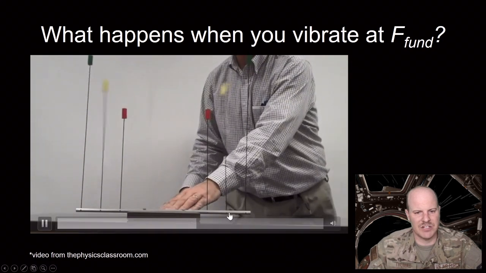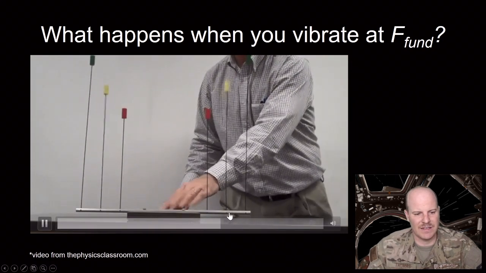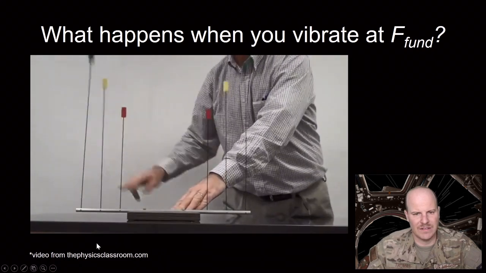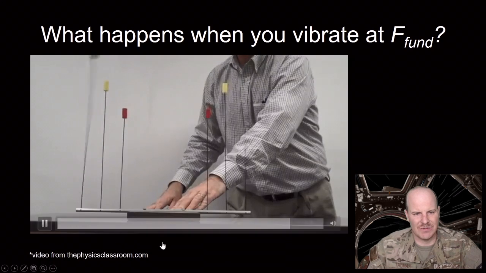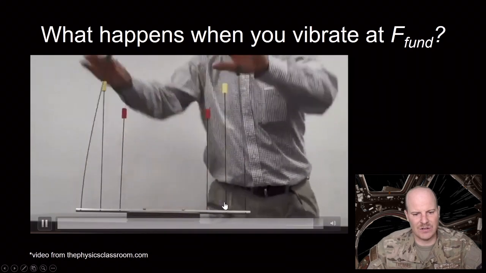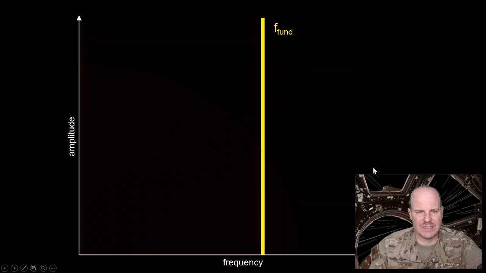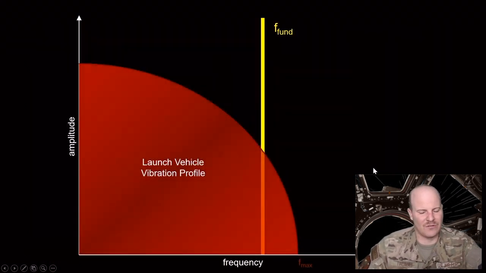Notice the yellow is just shaking really violently with the particular frequency of the other yellow rod. And lastly, just the green one shaking. So the red and the yellow are experiencing that same input frequency, but it doesn't have the same result on the net system. So in general, we're going to want to avoid that kind of situation for our spacecraft.